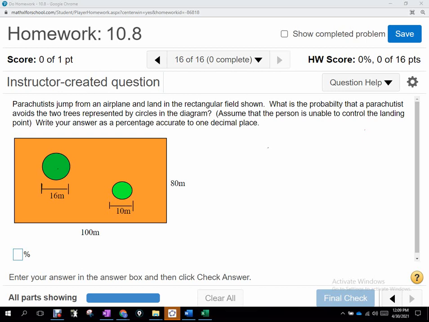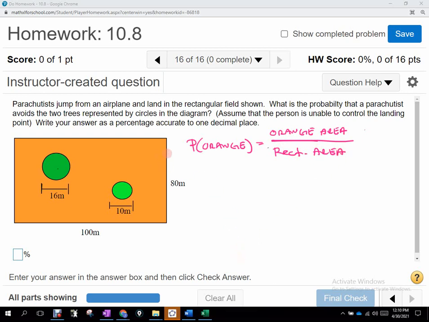So what's the likelihood of landing in the orange? We could do it a couple different ways. We can say that the probability of landing in orange is equal to the orange area divided by the rectangular area. Would you guys agree with that?